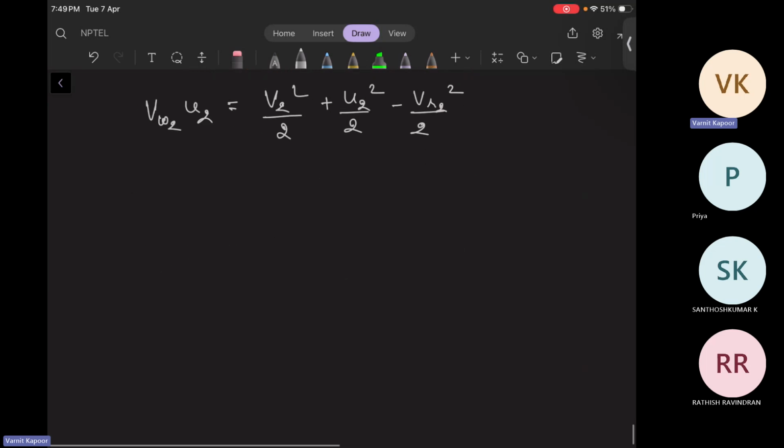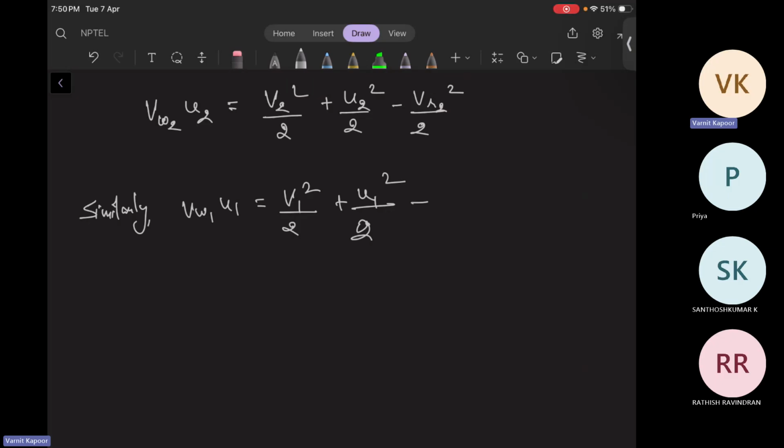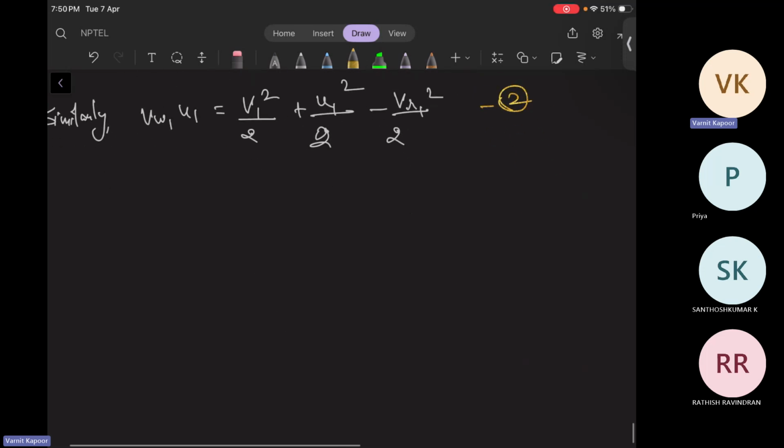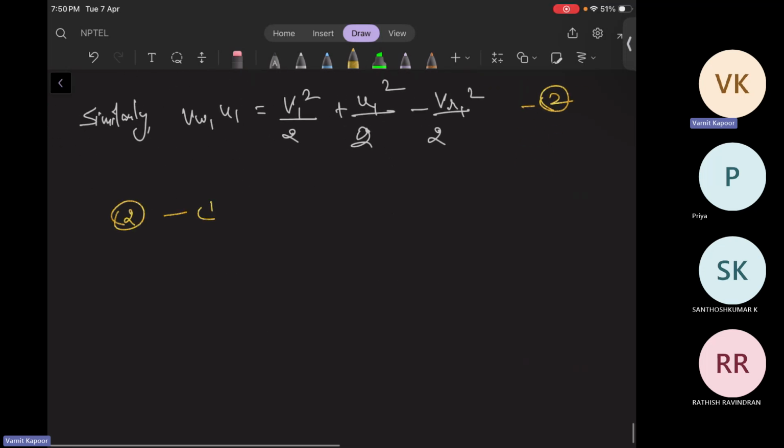Similarly, you can get VW1 U1. VW1 U1 will be V1 square by 2 plus U1 square by 2 minus VR1 square by 2. Now let us say this is your equation number 1 and this is your equation number 2. Let us say 2 minus 1, sorry, 1 minus 2.